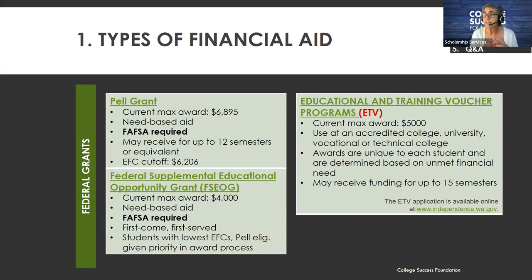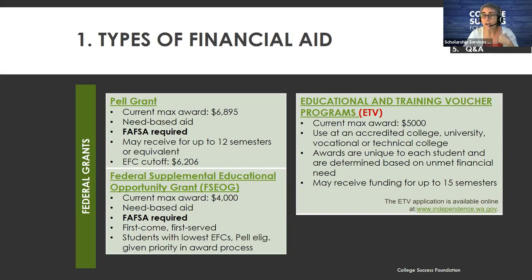Again, like Pell Grant, it is need-based, and students have to complete their FAFSA in order to qualify. And once the school runs out of funds, that's it, right? There's no more money to be awarded until the following year. So the federal government, the Department of Education, allocates funds per year based on the prior year trend or pattern for that particular institution.